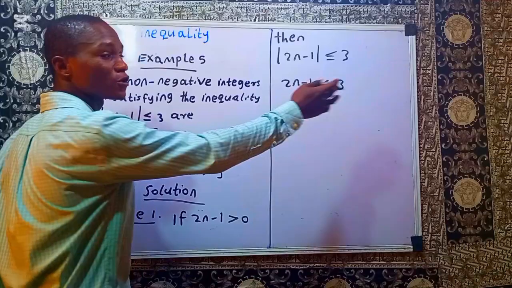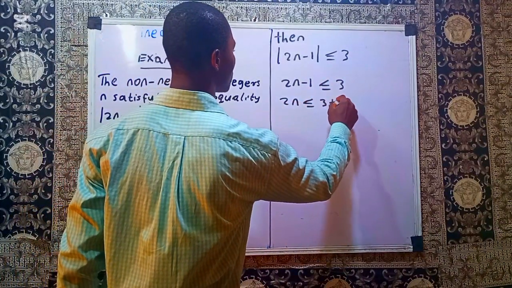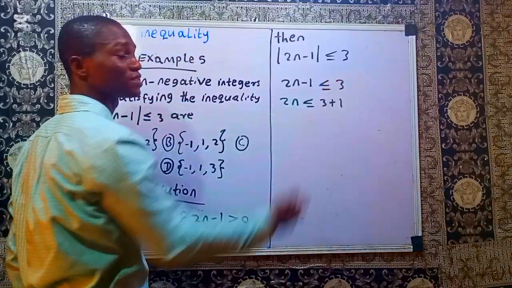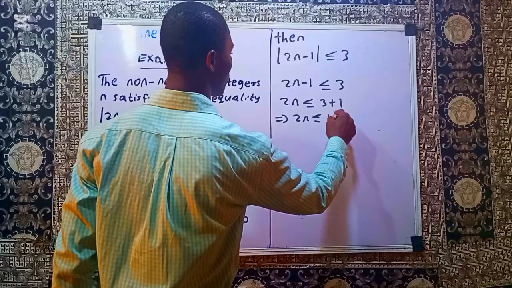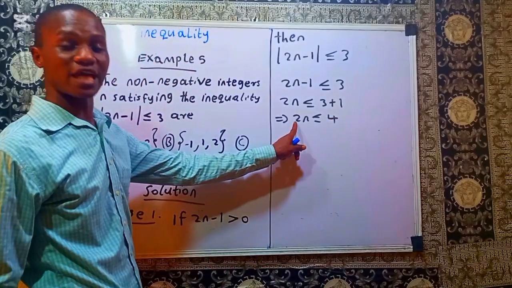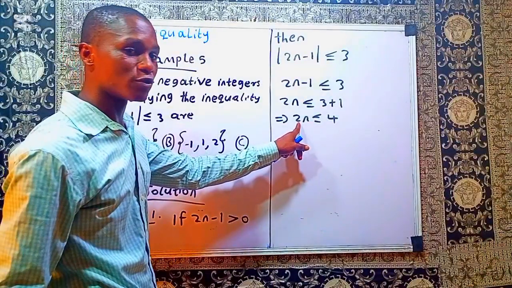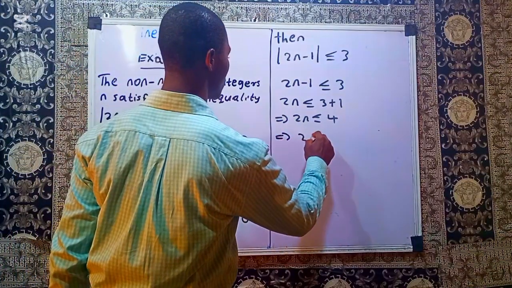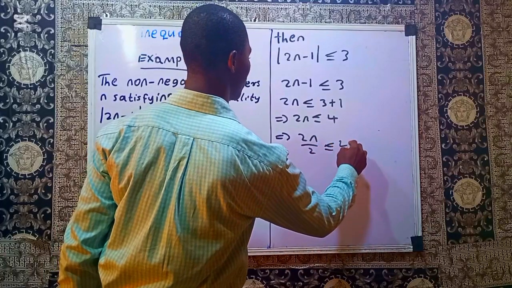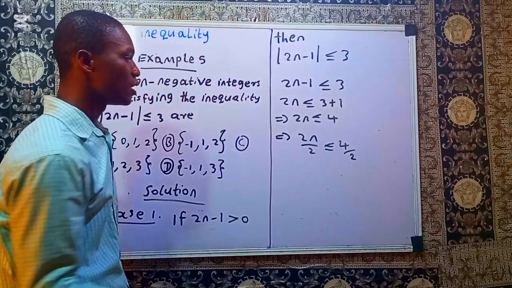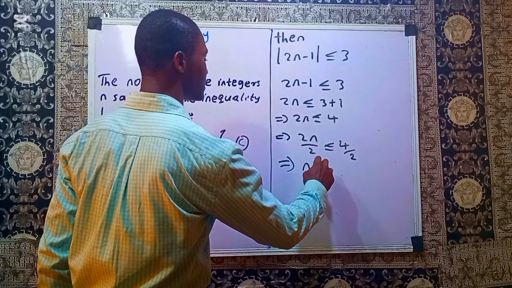So I can move minus 1 to the other side. I have that 2n is less than or equal to 3 plus 1. If I move minus 1 to this side, it changes to positive. So this implies 2n less than or equal to 4. What is the coefficient of n? The coefficient of n is 2. We are going to divide both sides by 2, which implies 2n divided by 2 is less than or equal to 4 divided by 2.